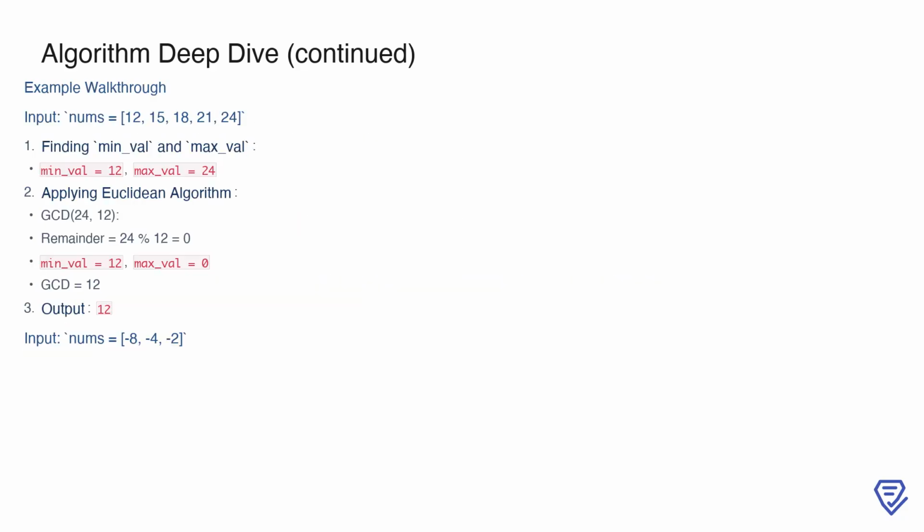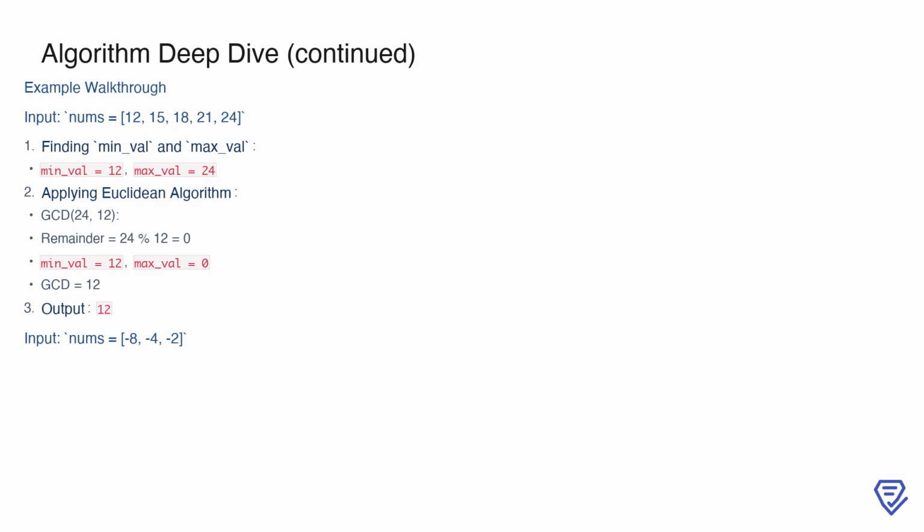Let's walk through an example to see the algorithm in action. Consider the input array nums equals 12, 15, 18, 21, 24. First, we find the smallest and largest values in the array. Here, min_val is 12 and max_val is 24. Next, we apply the Euclidean algorithm.